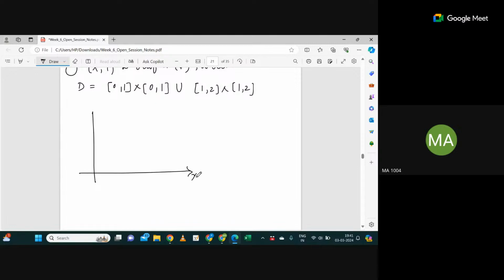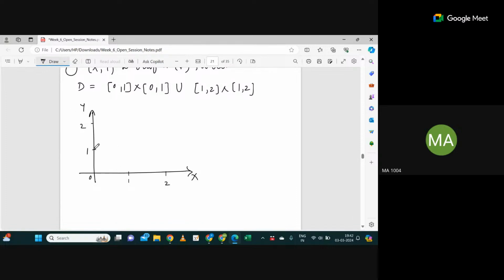I will solve it here; tell me how I should proceed. To check whether x and y are independent, first of all I need to find the joint density. To find the joint density, I need to draw this region. So 0 to 1, suppose this is 2. The first region is 0 to 1 times 0 to 1.